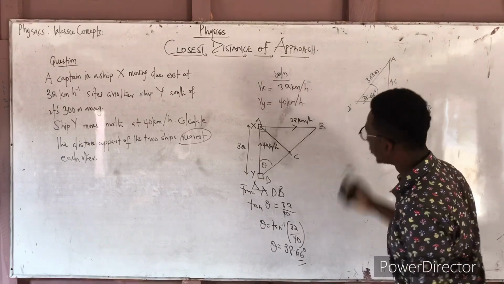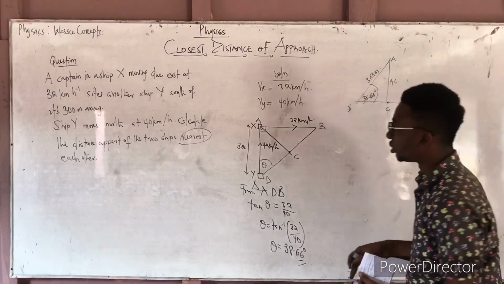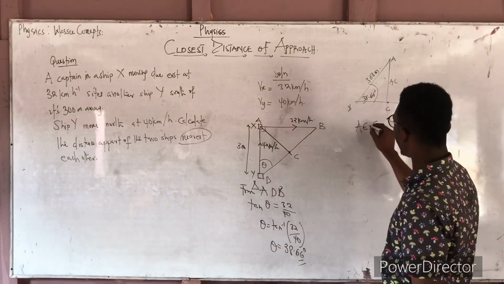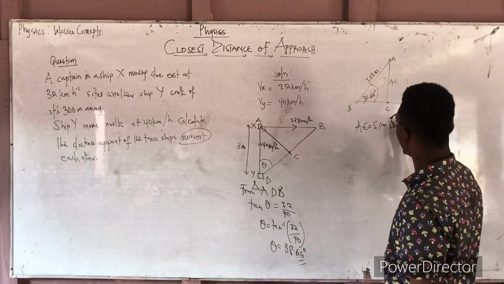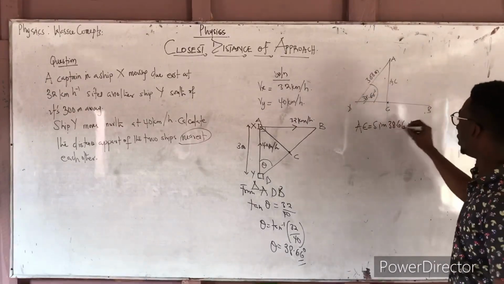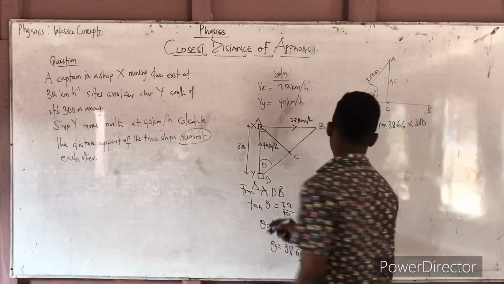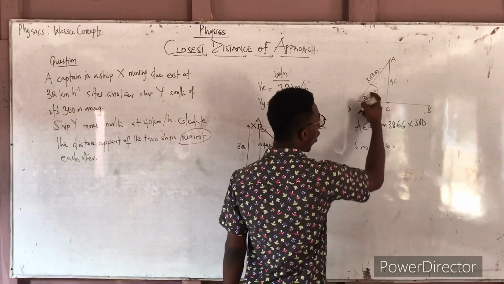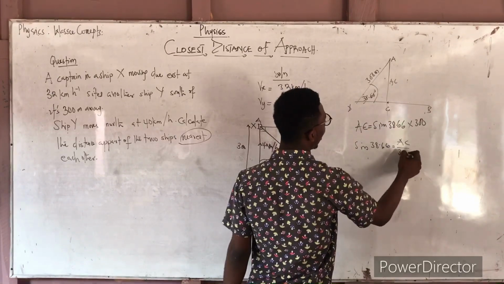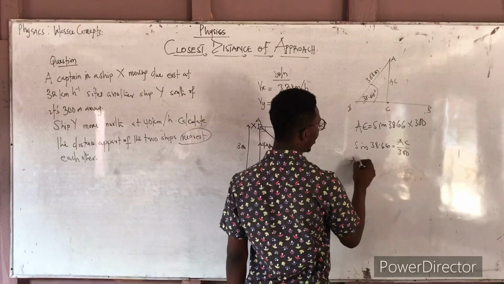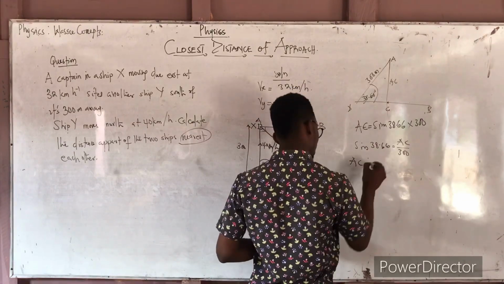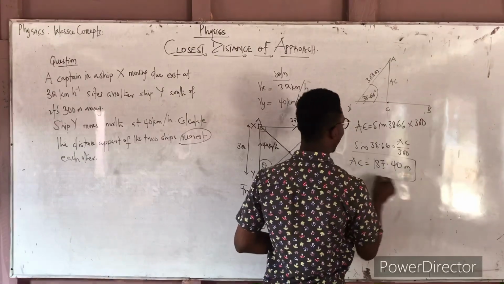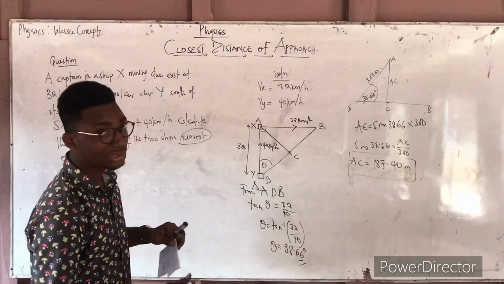So we want to find the closest distance of approach. So now we are calculating distance. AC now becomes sine of 38.66 times AD, which is 300. Do you get it? Because sine of the angle 38.66 should be equal to the opposite, which is AC, divided by the hypotenuse 300. So therefore the AC here, if you multiply this, you get 187.40 meters. And this is the distance apart of the two ships nearest to each other.